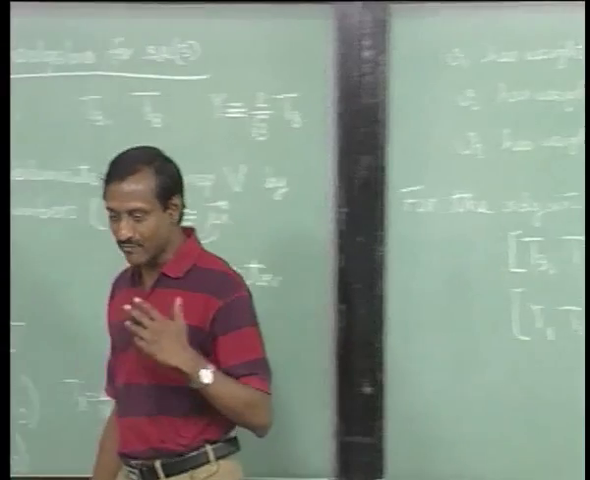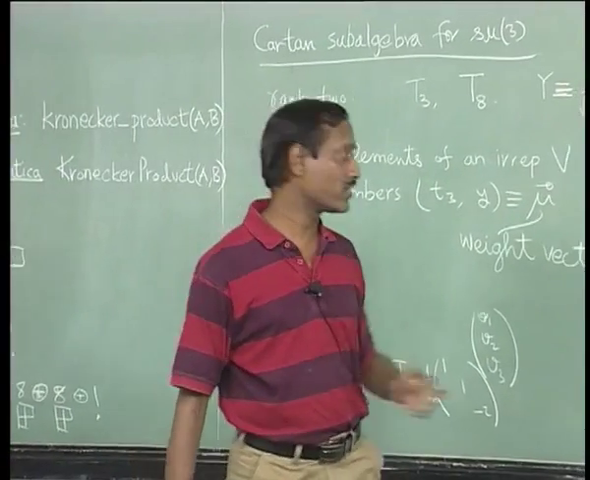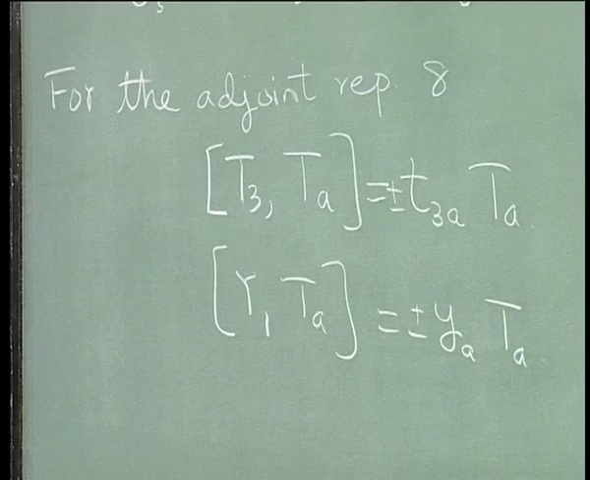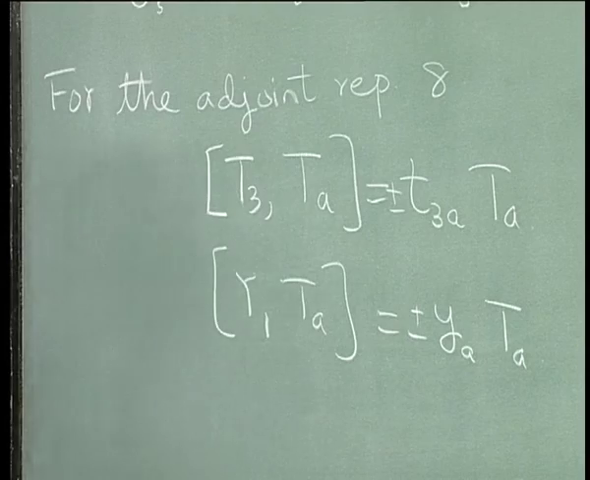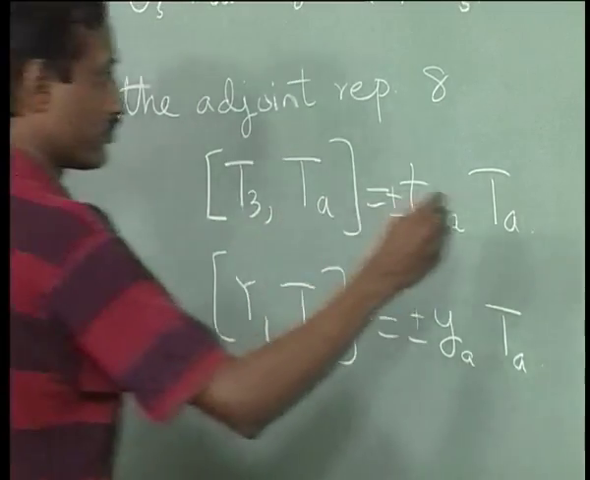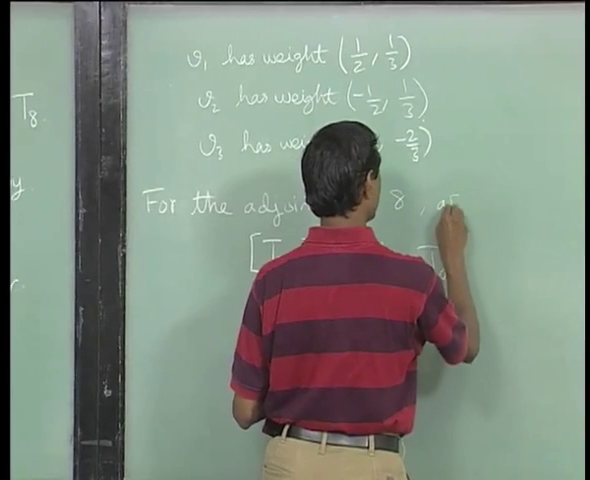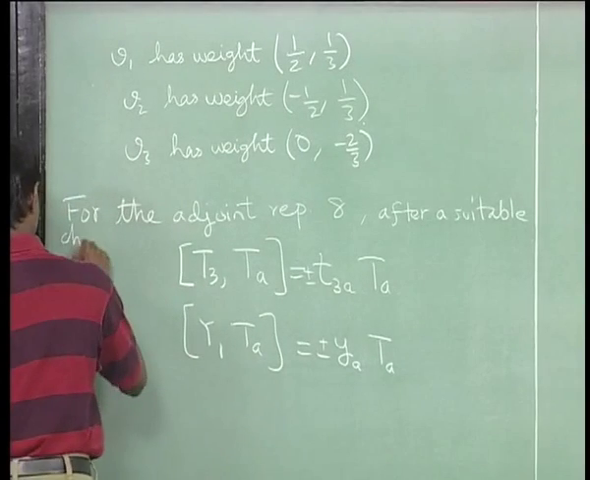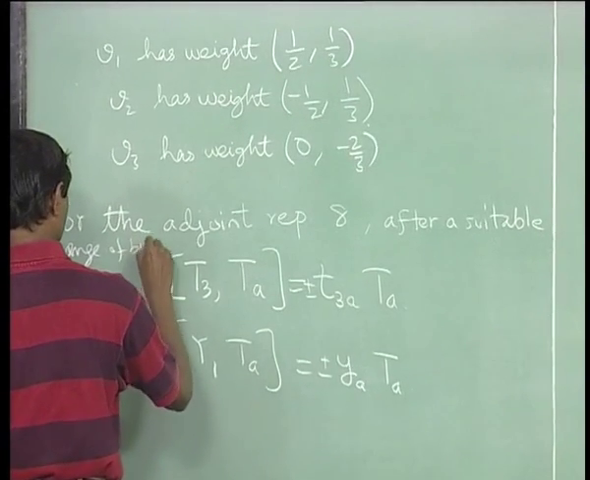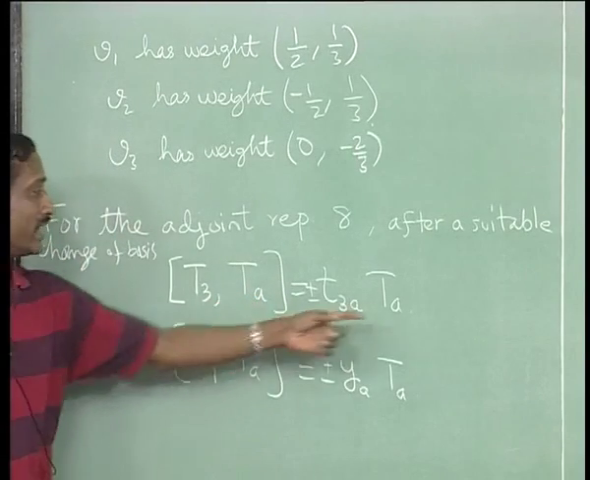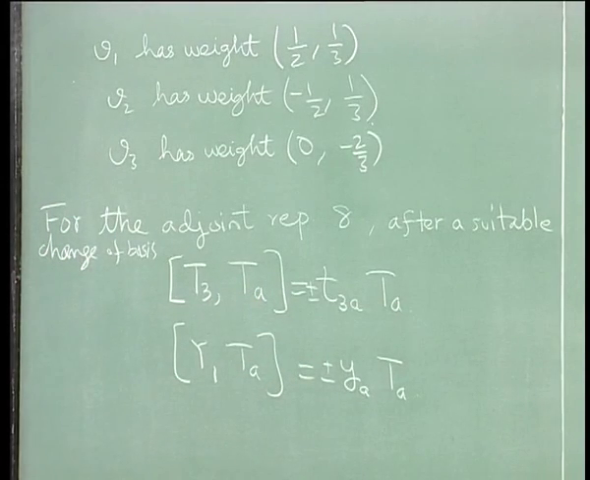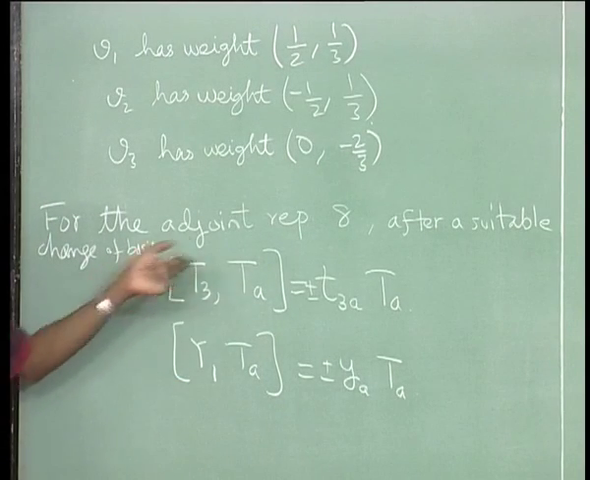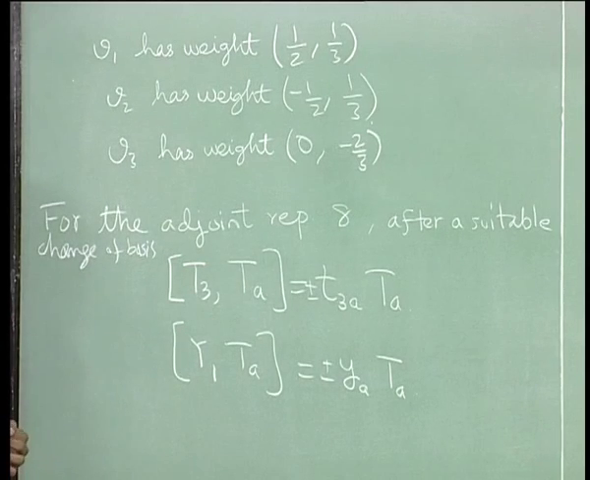For instance, obviously T1 and T2 are not eigenstates of T3, but T1 plus or minus i T2 would be eigenstates. So you will need some change of basis. After a suitable change of basis, because if you looked at T3 with T2 you would get T1 here, that is not an eigenstate. But you can always find a suitable linear change of basis such that this is true.